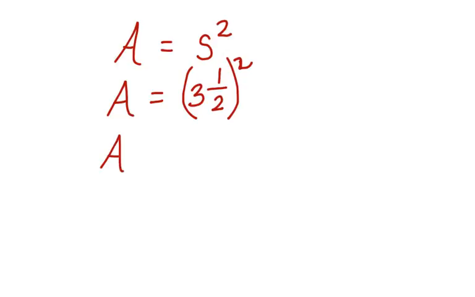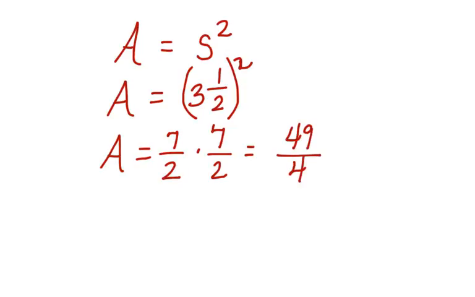Now, let's convert the mixed number to an improper fraction. The area is equal to 2 times 3 is 6, plus 1 is 7 halves squared, so times 7 halves. Now we end up with 7 times 7 is 49, 2 times 2 is 4. When we convert this improper fraction to a mixed number, we end up with 12 1/4 square feet.